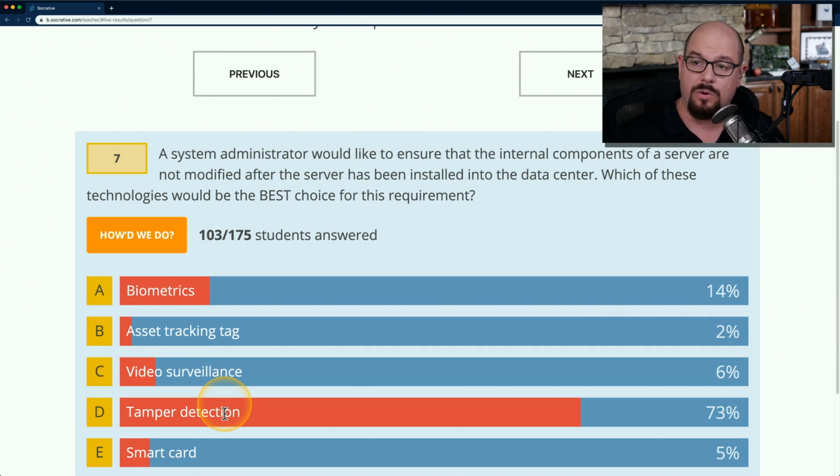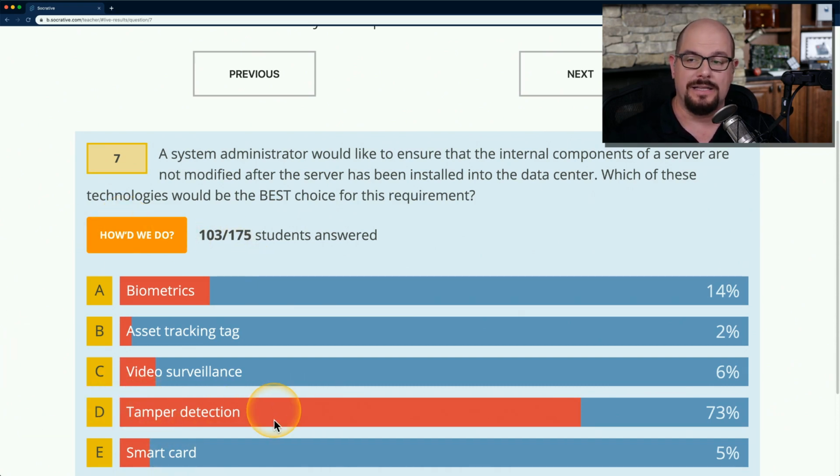Now in the chat room, people are going, but wait, I could use biometrics to watch when people come in the door. Yeah, in fact, many data centers do use biometrics as a way to authenticate people into the door. Many data centers use smart cards to authenticate people into the door of the data center. Allowing people into the data center is also something that is not related to anyone going into the inside of a server, changing the internal components of a server. So even biometrics and smart card don't even apply here.